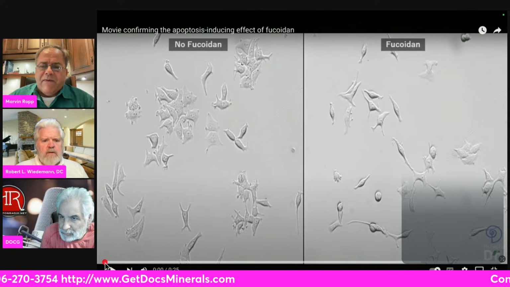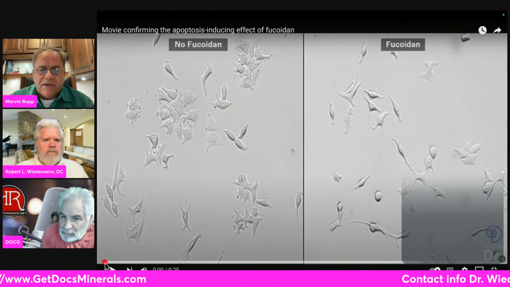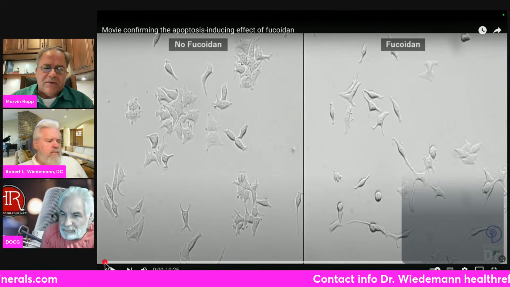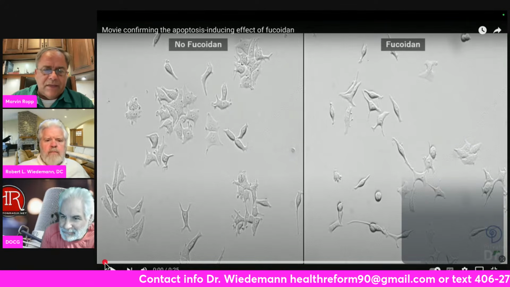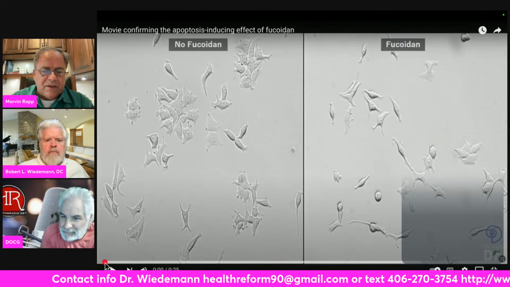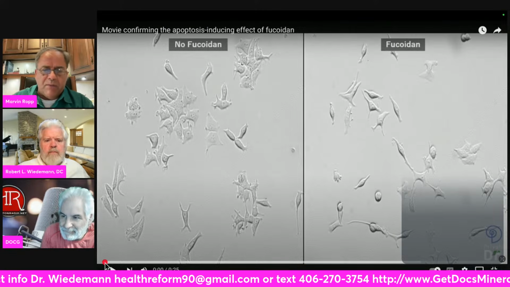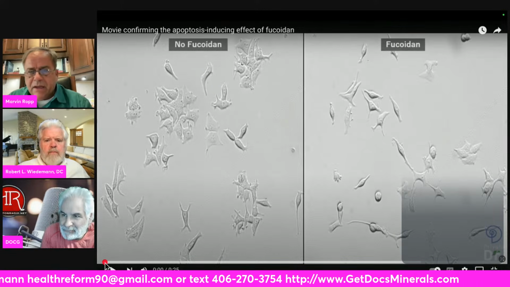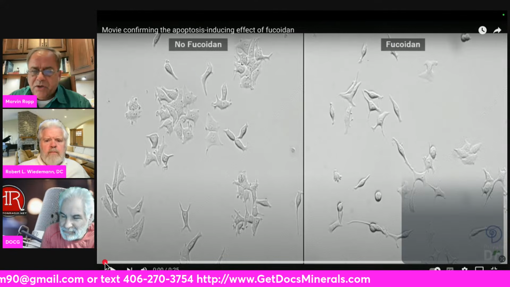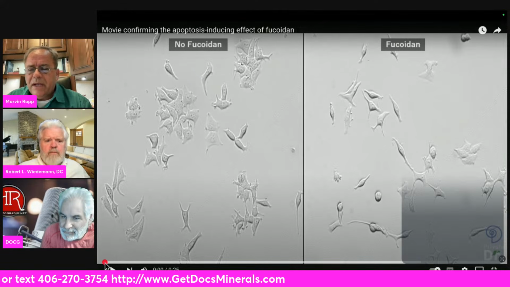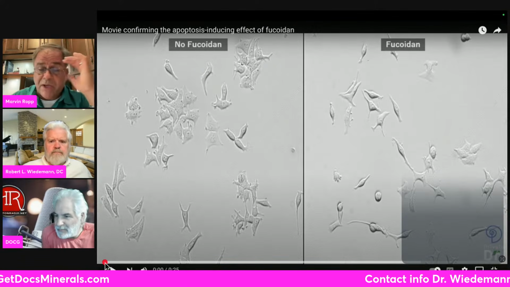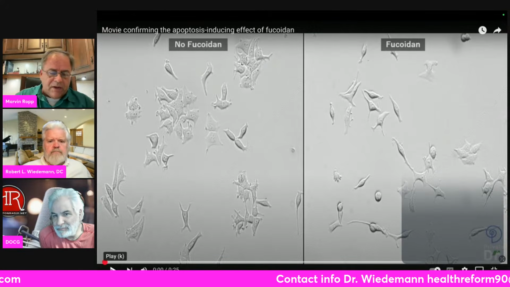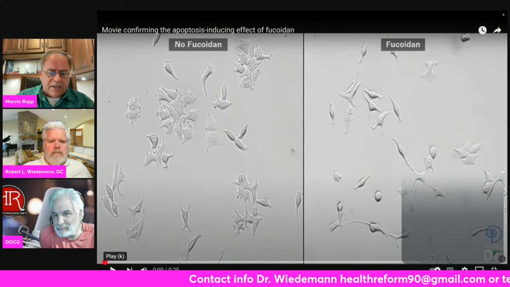Those of you who don't have access to the internet right now and are listening to us, what you see on the left-hand screen is gray, and it looks almost like a bunch of little slugs or snails multiplying. On the right-hand side, which is a tissue that has fucoidan in it, you don't see the multiplication of the rogue tissue or rogue cells. So let's play this again, and Dr. Wiedemann, kind of explain what's happening here as this is playing.